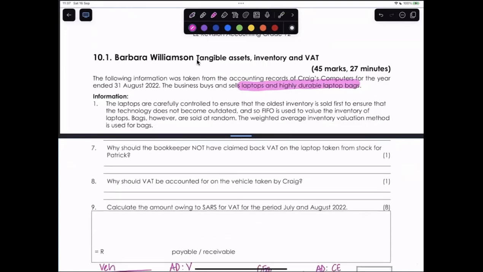Why should the bookkeeper not have claimed back VAT on the laptop taken from stock for Patrick? Now, obviously, you can go and see if there's any more other information, but you might even figure it out right now. If you're taking a laptop from stock, in other words, it was in the inventory that was going to be sold, and suddenly now you're taking it as an asset for the business, you would already have claimed back the VAT in the beginning, when the inventory was bought. And you certainly can't claim it back twice now when you're just taking it from inventory.